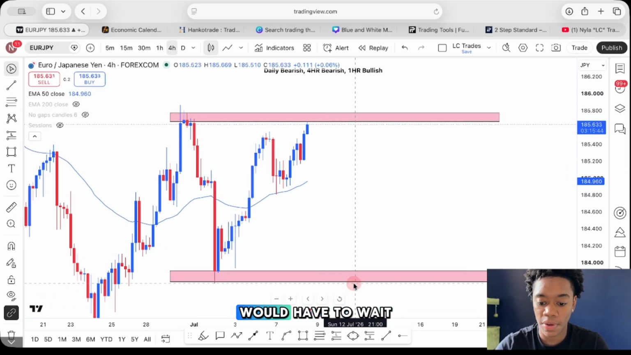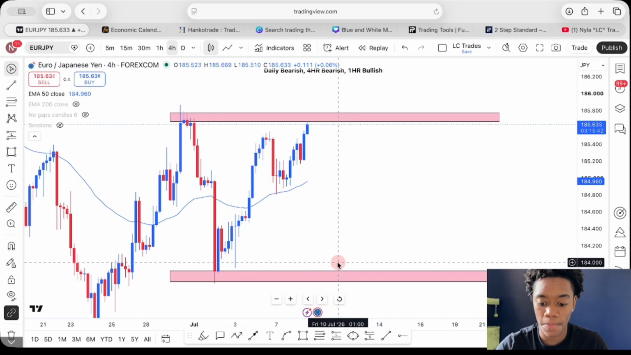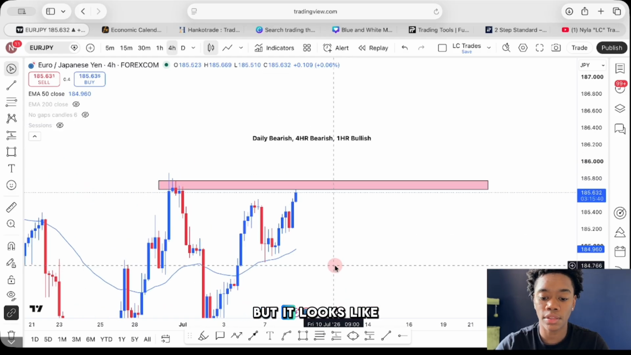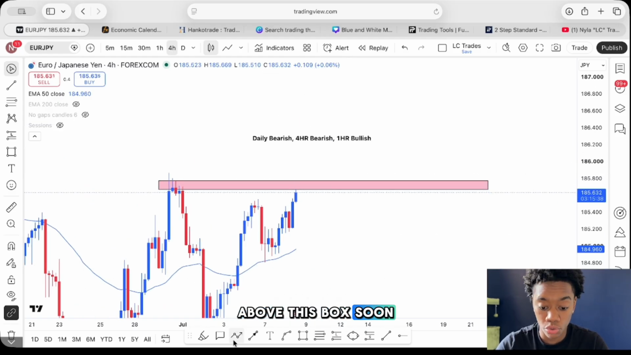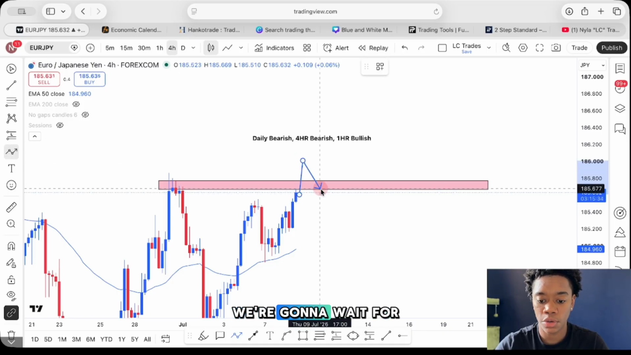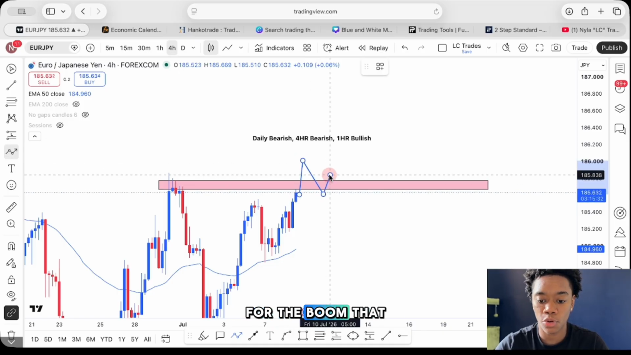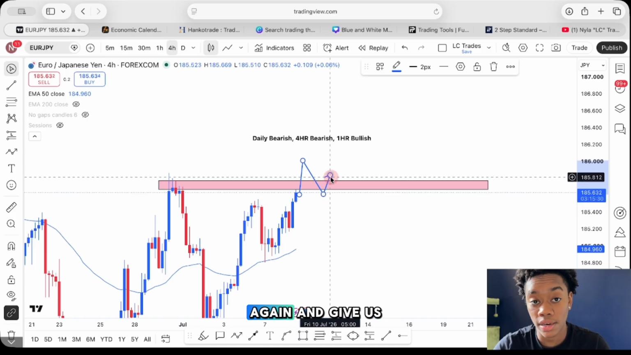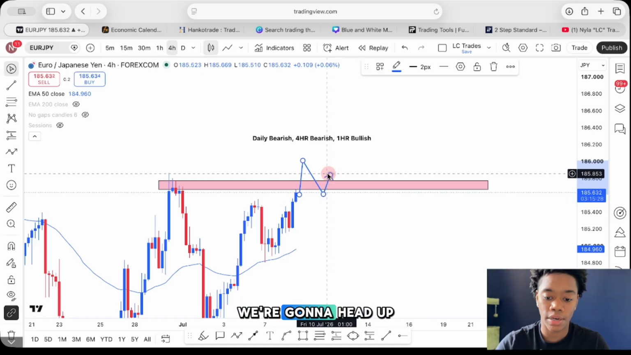Honestly, for sells, we would have to wait for price to drop below this box right here. But it looks like we might be breaking above this box soon. And if we do, we're going to wait for the indication. We're going to wait for the correction. And we're going to wait for that candlestick to close again and give us that continuation candle. And we're going to head up.